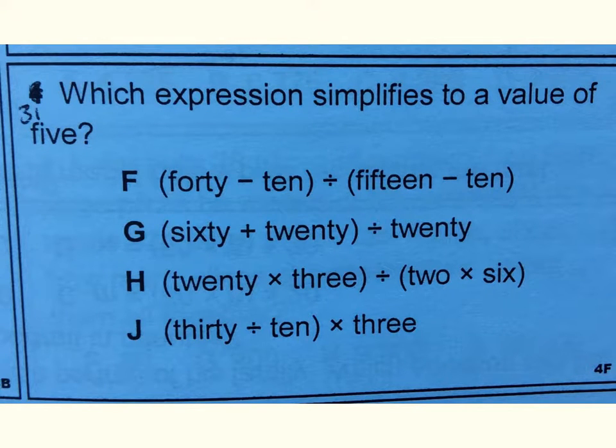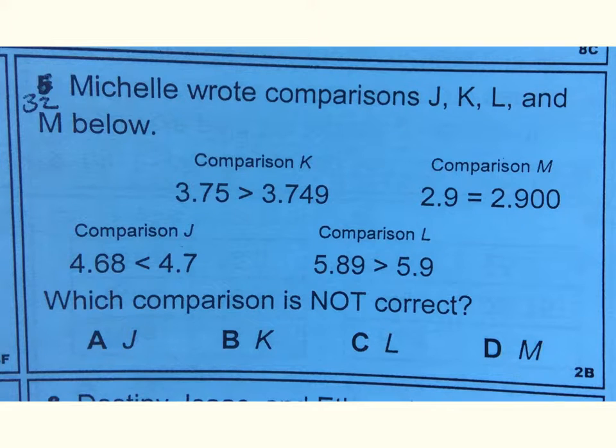Number 31. Which expression simplifies to a value of 5? Work each expression that is in words out and determine which one gives you 5. Number 32. Michelle wrote comparisons J, K, L, and M below. Which comparison is not correct? Make sure you check out each comparison, line up your place value, and make your decimals happy.